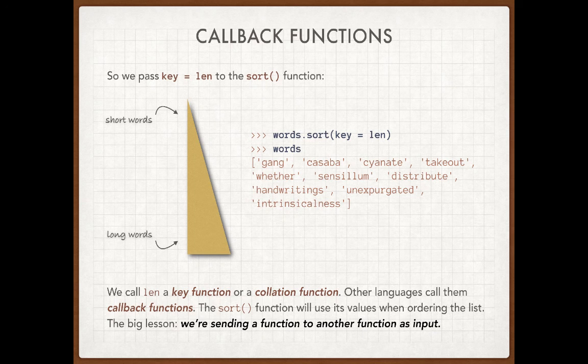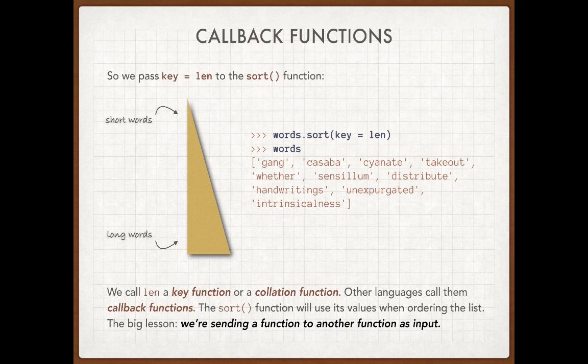So what I'm doing is telling sort not to do it alphabetically, but to arrange based on the number that's returned from the len function. And you can see the results here that gang only has 4 letters, and so that goes up front, and intrinsicalness has a lot more. So that one goes at the very end.